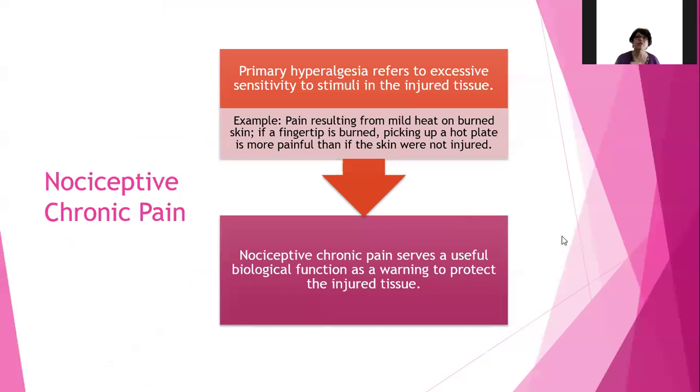Primary hyperalgesia is excessive sensitivity to stimuli in injured tissue. That's like what I was talking about, taking a shower when you're sunburned. You have hyperalgesia. Your nerves are sensitized, and so something's more painful than it would have been if you weren't injured to begin with. Nociceptive chronic pain serves a useful biological function as a warning to protect the injured tissue. So it's a normal response of our nervous system.